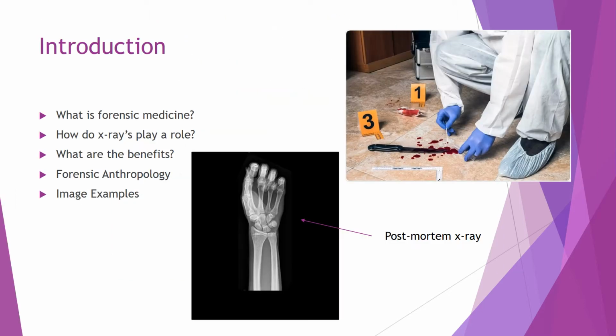So throughout this presentation we are going to be talking about what forensic medicine is, how X-rays play a role in this system, what are the benefits of using X-ray, and then we're going to talk about something very interesting called forensic anthropology. And throughout the whole presentation, we're going to look at image examples, such as this one. This is a post-mortem x-ray of a hand. You can kind of tell because the hand is not optimally placed on the image receptor. It's a little too scrunched up.